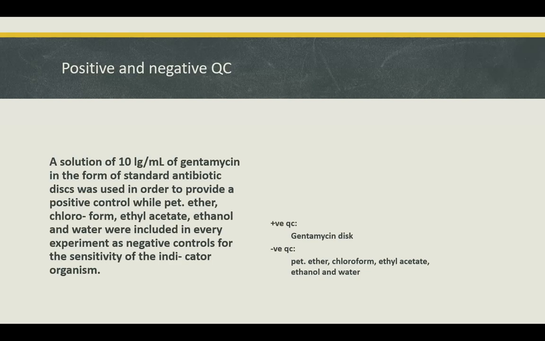With the application of agar medium as per manufacturer's instructions, the test was performed. A solution of 10 micrograms per milliliter of gentamicin in the form of a standard antibiotic disc was used in order to provide a positive control, while PET ether, chloroform, ethyl acetate, ethanol, and water were included in every experiment as a negative control for the sensitivity of the indicator organism. All determinations were carried out in triplicate.